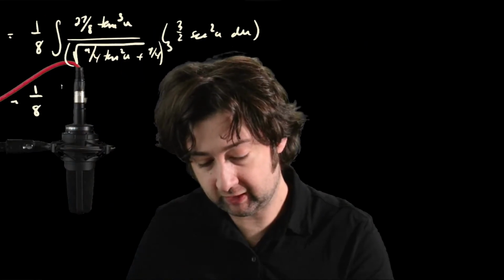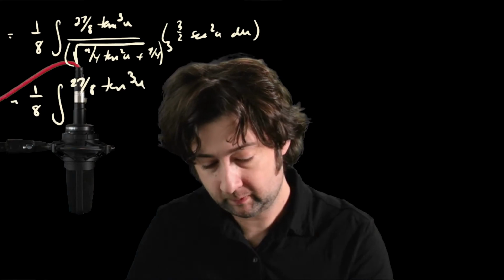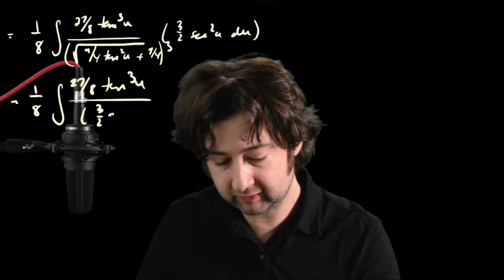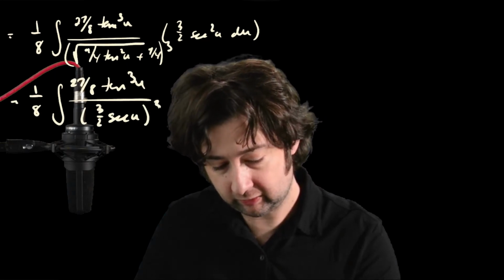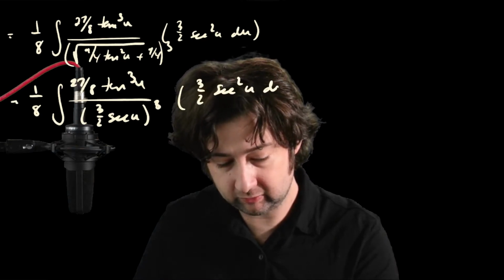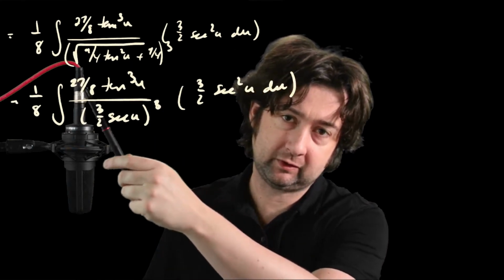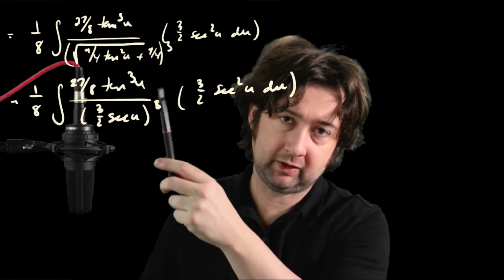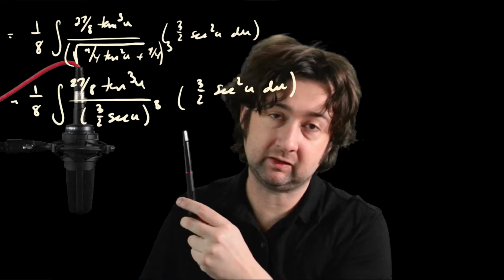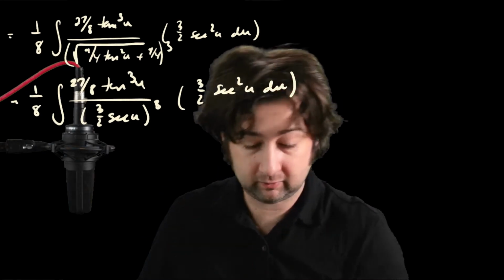So this is equal to 1/8 the integral of 27/8 tangent to the third of u. On the bottom, all of that is going to turn into a 3/2 secant u to the third times 3/2 secant squared u du. Now the reason that happened was because I pulled out the 9/4 and I was left with a 1 plus tangent squared, which is a secant squared, and the square root of secant squared is secant. The square root of 9/4 is 3/2, and all of that is to the third.